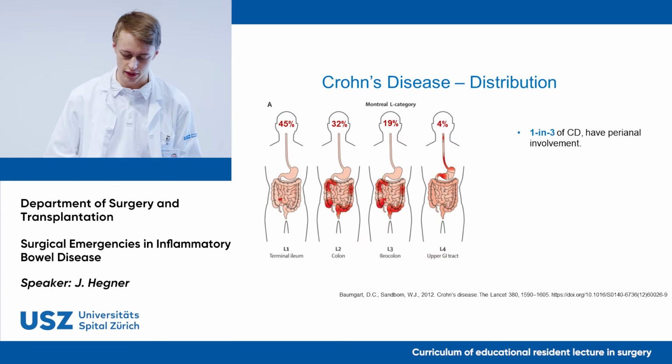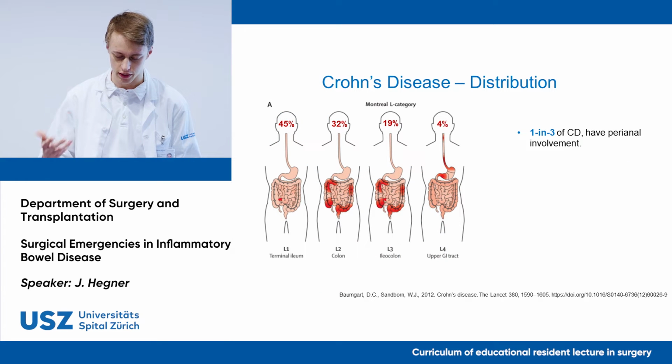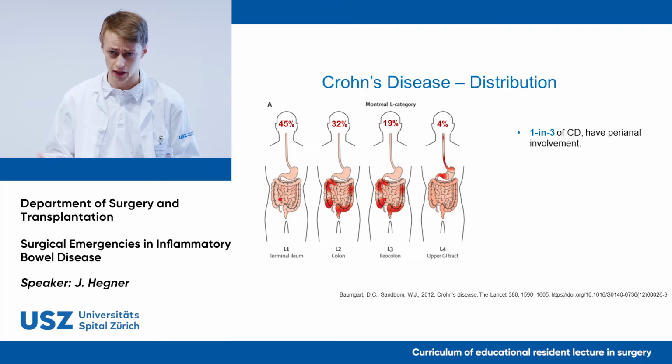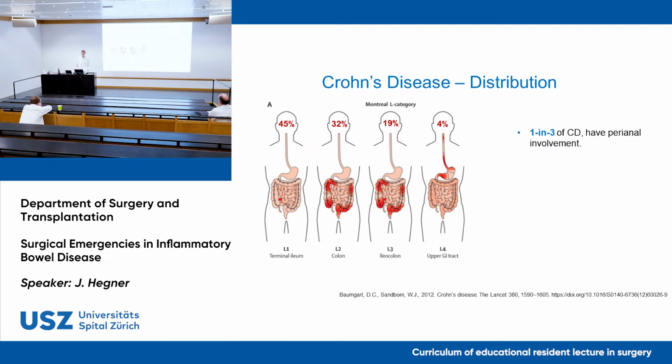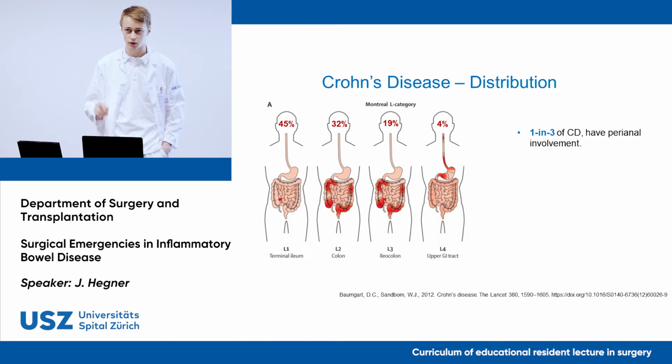Now, because Crohn's can affect any part from the mouth to the anus, there are different types of distribution. To classify patients according to the distribution of the Crohn's, we can use the Montreal classification system. Using this system, one can see that almost half of Crohn's patients will have disease limited to the distal ileum. Roughly a third will have disease of the large colon, and a fifth will have disease of the large colon and of the distal ileum. Only a very small minority will have disease of the esophagus and of the stomach.